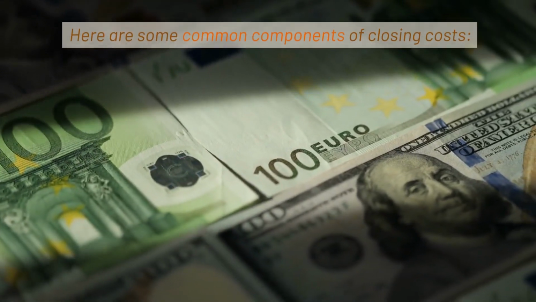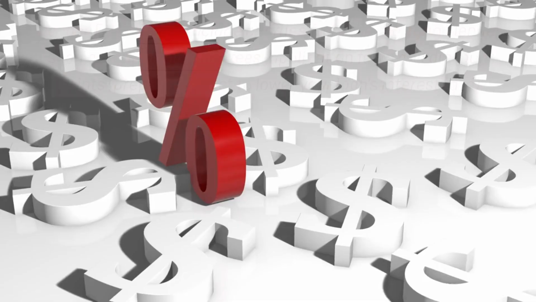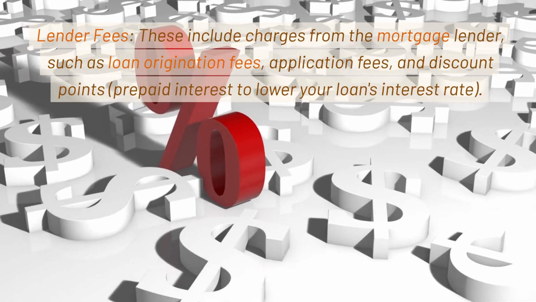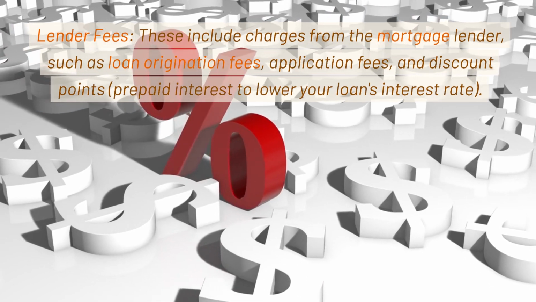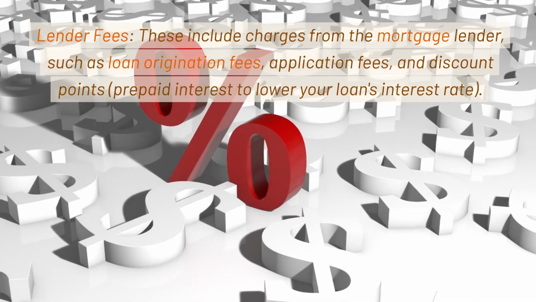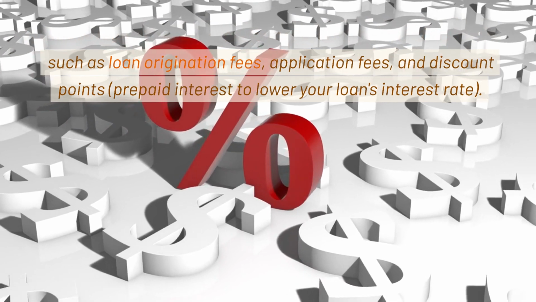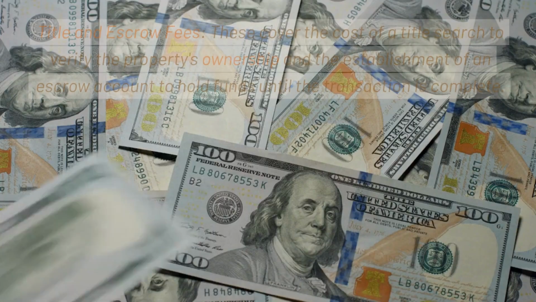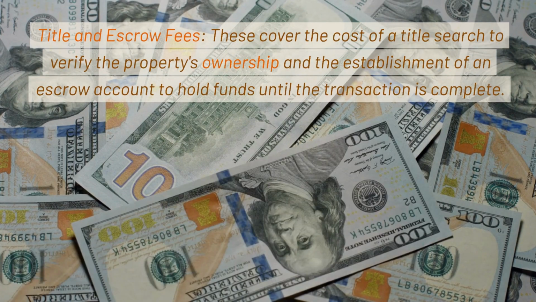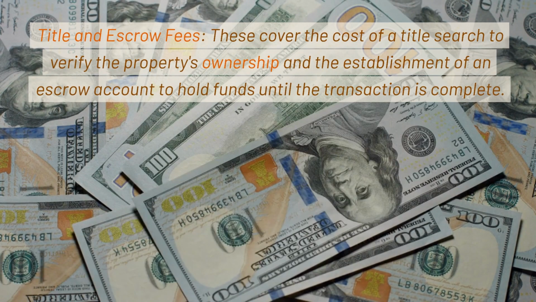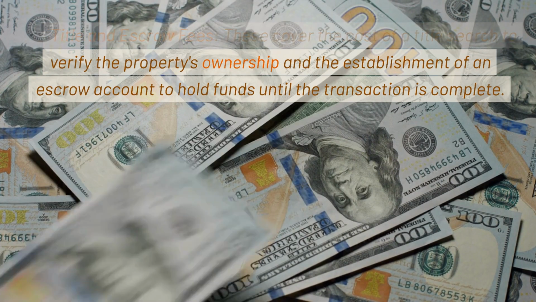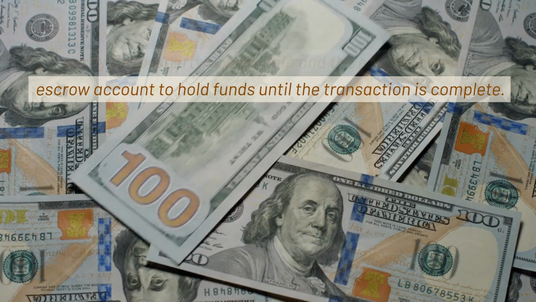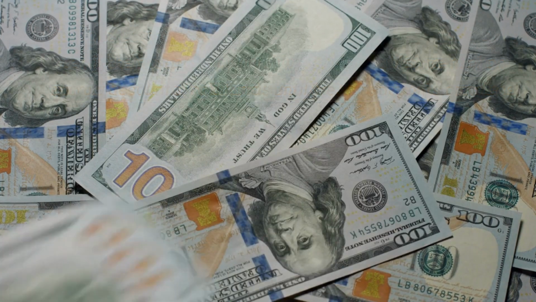Here are some common components of closing costs. Lender fees. These include charges from the mortgage lender, such as loan origination fees, application fees, and discount points. Prepaid interest to lower your loan's interest rate. Title and escrow fees. These cover the cost of a title search to verify the property's ownership and the establishment of an escrow account to hold funds until the transaction is complete.